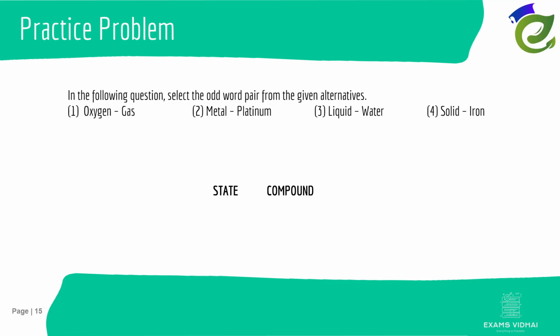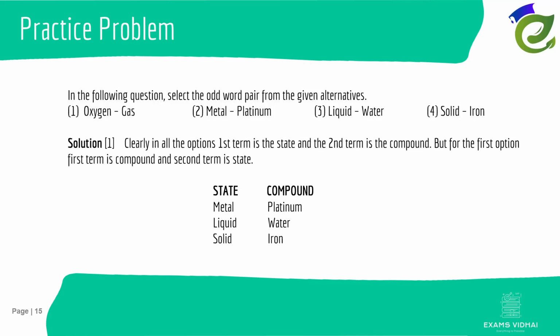If I divide the two words into categories of state and compound, I find that the first word of the option is nothing but the state, and the second word is the compound. For example, metal and platinum, liquid and water, solid and iron. But this rule is not followed for option 1, that is oxygen and gas. So that's the odd one out, and the correct answer is option 1.